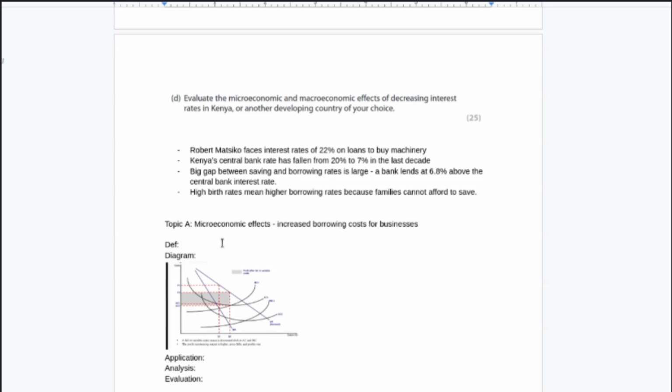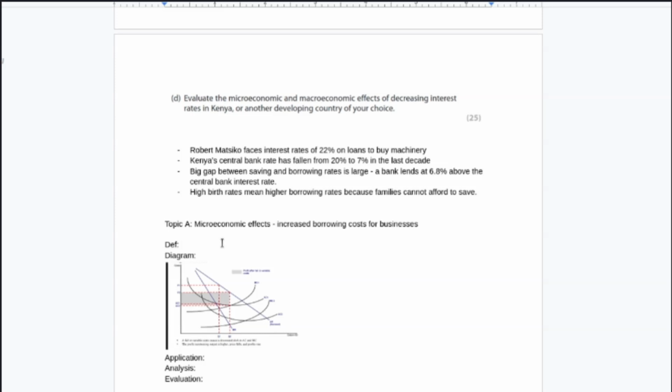So for this topic, I'm going to break it down into two areas. With paper 3 questions, I tend to go with one area being microeconomic and one being macroeconomic, just so that you're sure that you're covering your bases. My main microeconomic effect is going to be decreasing costs of borrowing for businesses, because you're lowering the interest rates, and that will decrease fixed costs for those businesses.